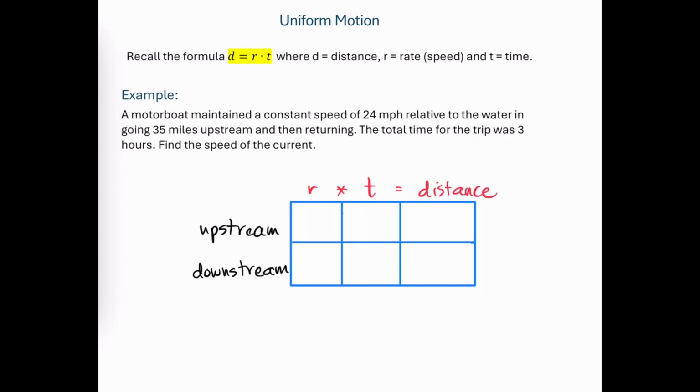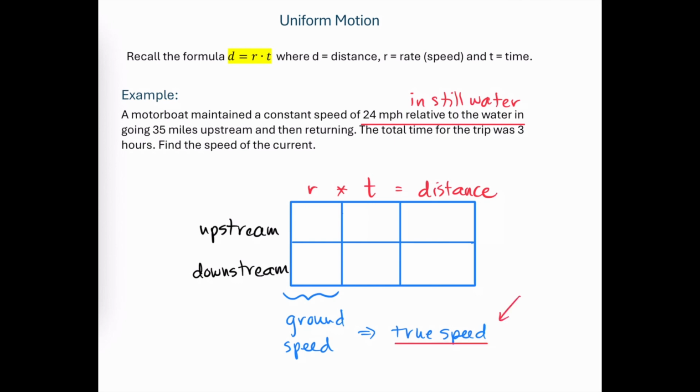Now let's head back into the problem and see if we can figure out what goes where in our table. A motorboat maintains a constant speed of 24 miles an hour relative to the water. Let's recall that we want this rate to be the ground speed, or the speed relative to the ground. The ground speed is the true speed of the boat. It's how fast the boat really is traveling, taking into consideration the effect that the current has on the speed. The speed relative to the water would be the speed in still water, but that's not how fast the boat is actually traveling. So we're looking for the true speed, and we don't have that information just yet.